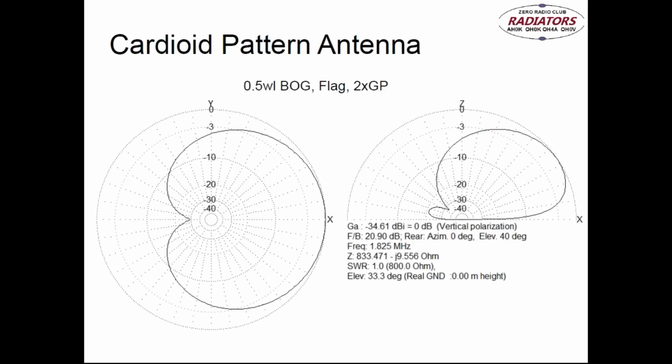Let's start with something simple, something that is a cardioid pattern. This kind of pattern you will get from a half wavelength Beverage on ground, or a flag, or two times ground plane antennas that are phased. And you will also get this kind of, let's say, gain numbers like minus 34 decibels under the isotropic. And by the way, all these antennas that I'm going to show are on 160 meters, unless I say separately that now this is an 80-meter antenna.